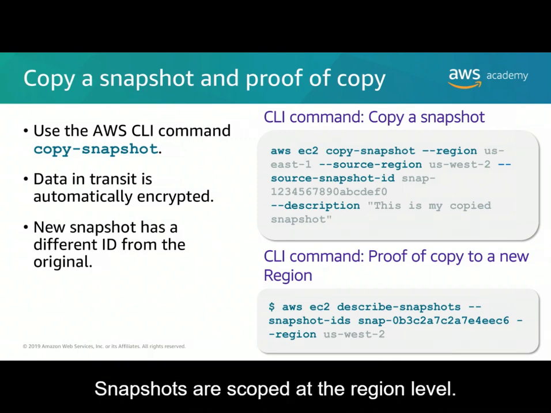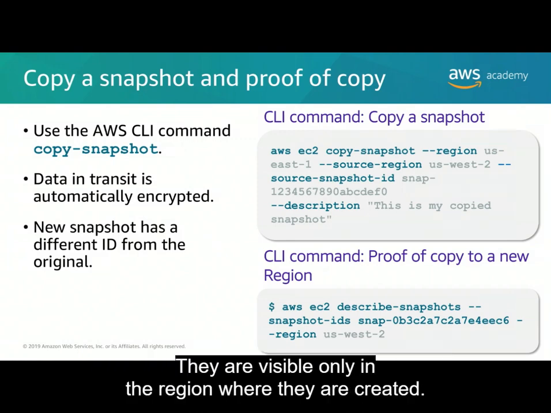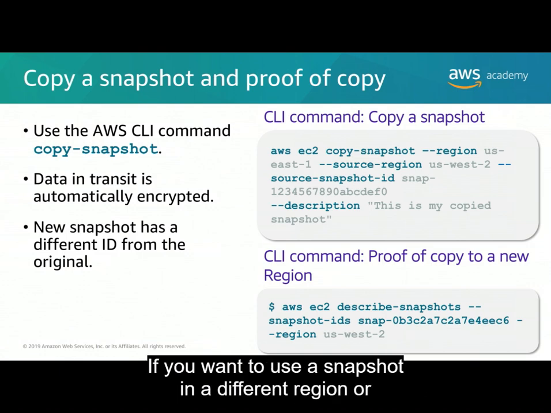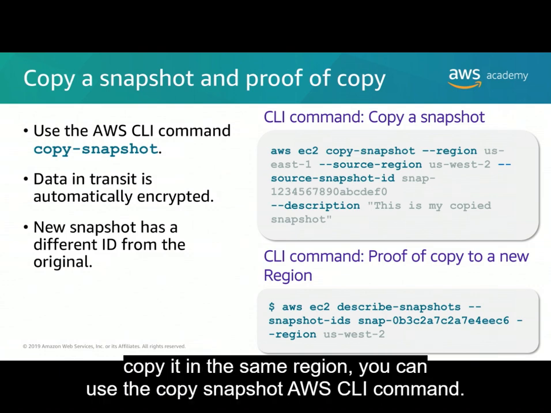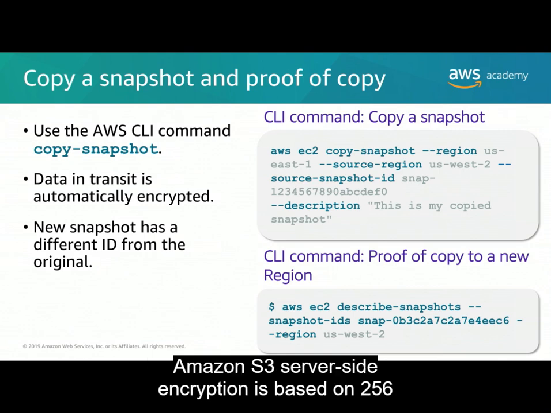Snapshots are scoped at the region level. They are visible only in the region where they are created. If you want to use a snapshot in a different region or copy it in the same region, you can use the Copy Snapshot AWS CLI command.